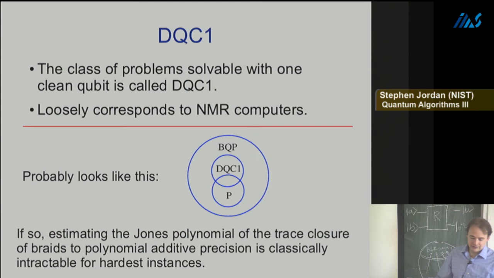So assuming that you're not allowing a full P computer, just a log space computer to do your control and post-processing, then what the picture probably looks like is this: DQC1 is something smaller than BQP. In other words, it's weaker than a full standard quantum computer, but it doesn't necessarily even contain all of P, everything that a classical computer can do.